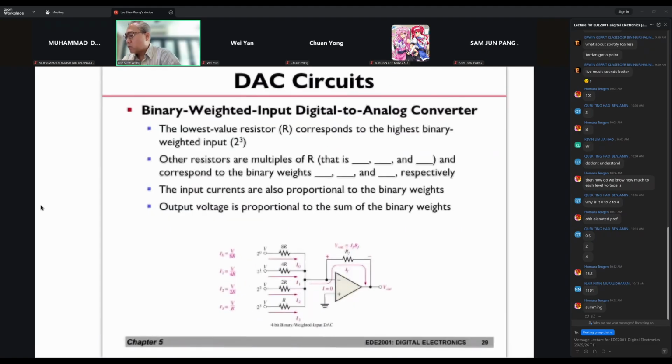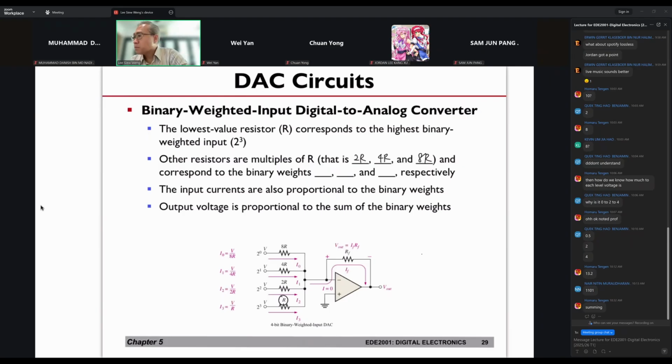Now, we will go through the theory simply, then after that we can do the example questions, because this is quite easy to understand. So the resistor values are going to be 2R, 4R, 8R. If you have more bits, you'll have 16R, 32R, 64R, and 128R. That is what I mean by it not being too practical if you go beyond 8 bits. Beyond 8 bits, you already have to go to 256, 512, and 1024 times of this resistor value.